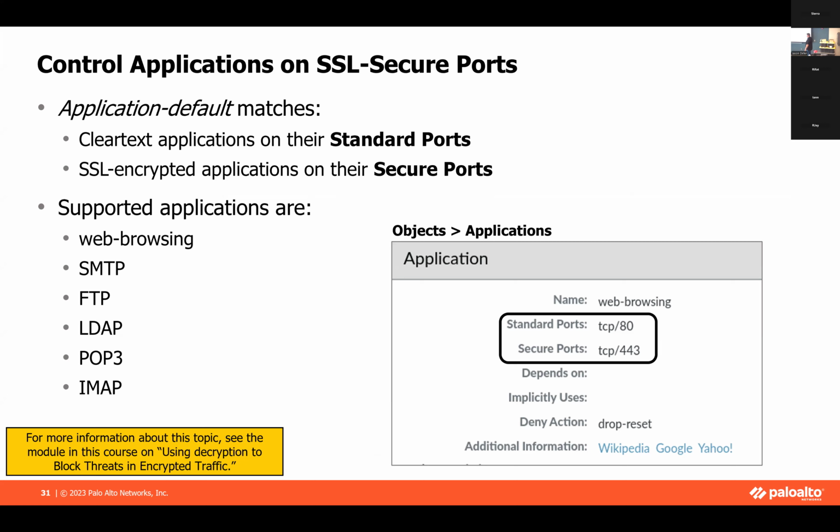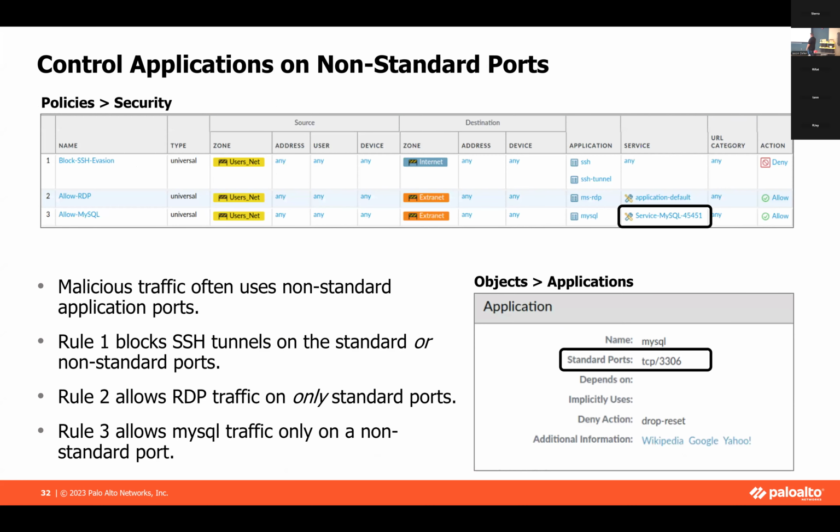Clear text applications on their standard ports are pretty easy to find. However, SSL encrypted applications on their secure ports can make it a little more difficult. So supported applications are going to be web browsing, SMTP, FTP, LDAP, POP3, IMAP, etc. You're going to see a bunch of them out there. On non-standard ports, this is where you're going to start to see things like MySQL, where 3306 is what's used for it. However, most of your malicious traffic is going to be using those non-standard application ports, in which case you want some kind of rules like this set up here.